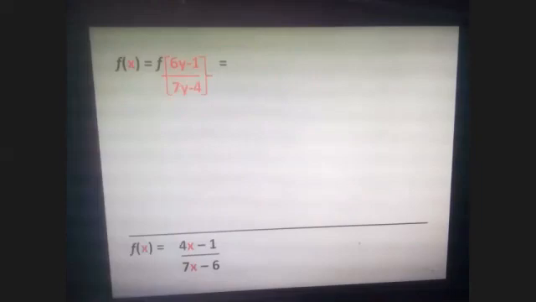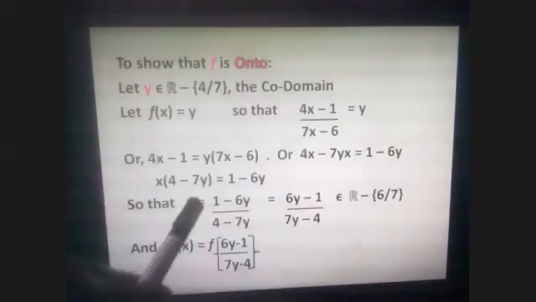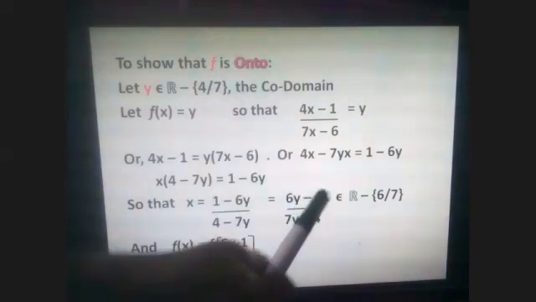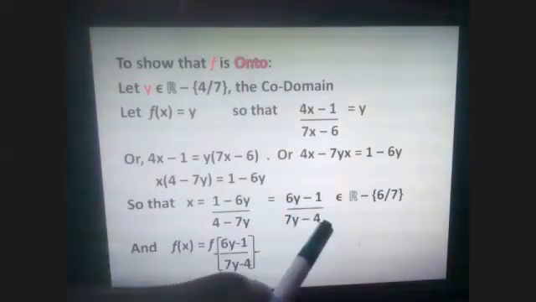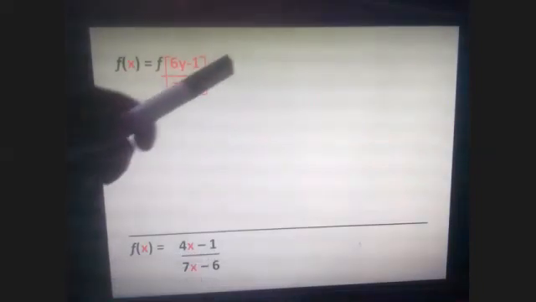F of this, that was my x there. X was (6y minus 1) by (7y minus 4). So I want f of (6y minus 1) by (7y minus 4). That is, f(x) is (4x minus 1) by (7x minus 4). Take this step very carefully.